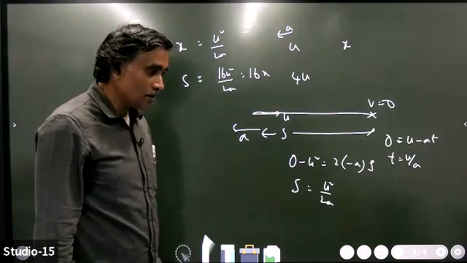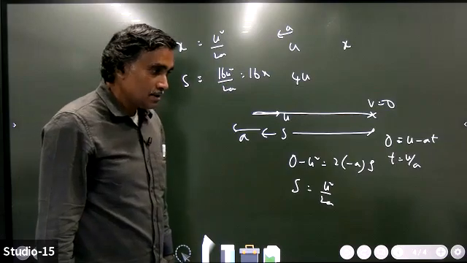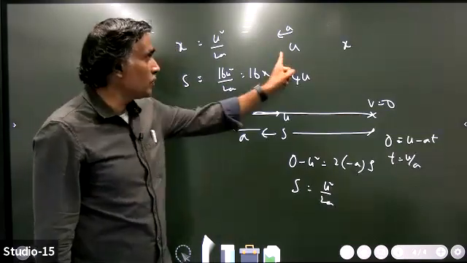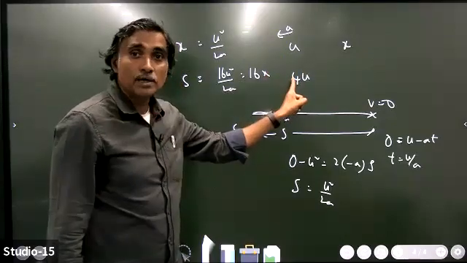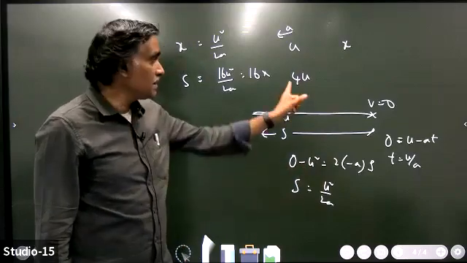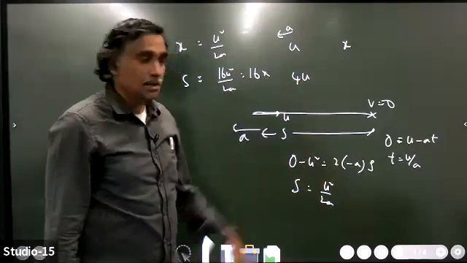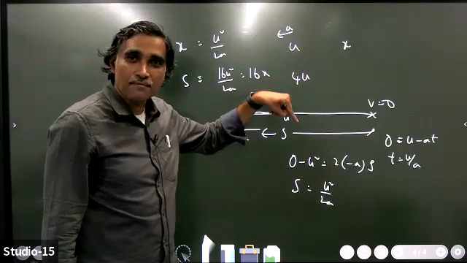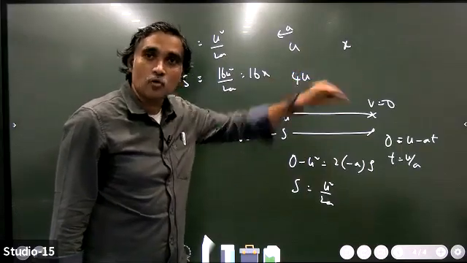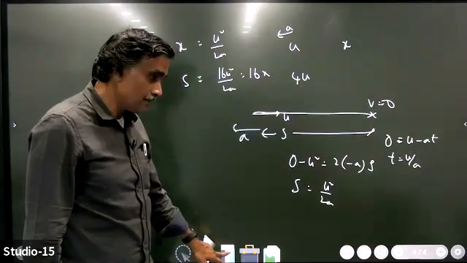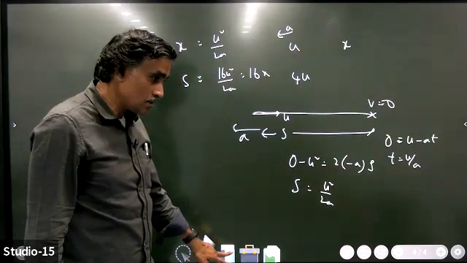If you can remember such things, you can do it faster. If it is U, it is X. If it is 4U, it will be 16x directly. Square times. If it is 3U, 9 times. If it is U by 2, meaning velocity is half, the stopping distance becomes 1/4. Like that. Follow? Any doubt?